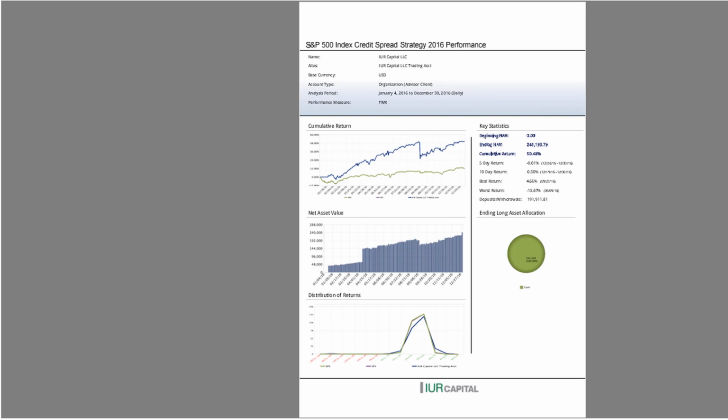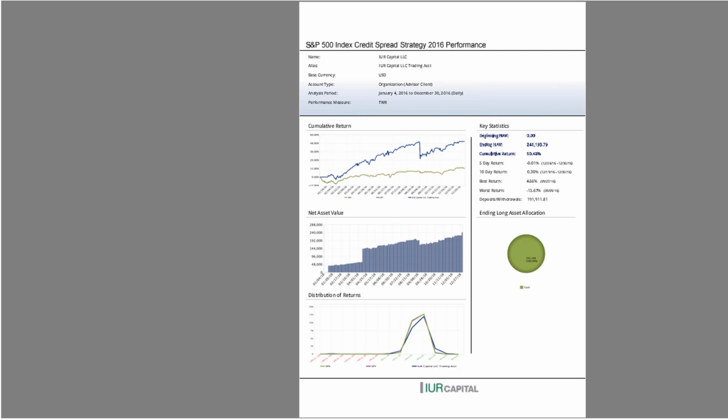All right, so folks, this is the 2016 performance snapshot for our core index option strategy. That's the S&P 500 index credit spread strategy. So the key figures are over on the right. You can see the cumulative return. It's a little bit grainy, but that's 50.48% for 2016 full year, and that is net of a 2.5% annual management fee, but gross of a year-end performance fee of 20%.